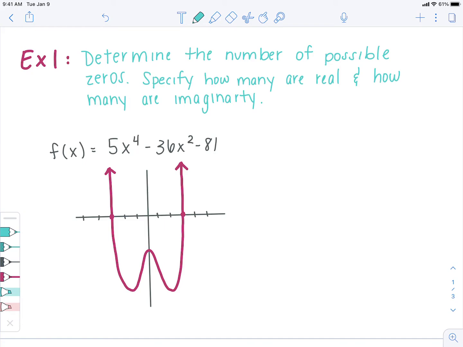And then, if I look at it, what's my degree there? 4. So how many possible zeros can I have? Exactly. So I could have 4 zeros. How many do I actually have? So how many imaginary do I have? Beautiful.